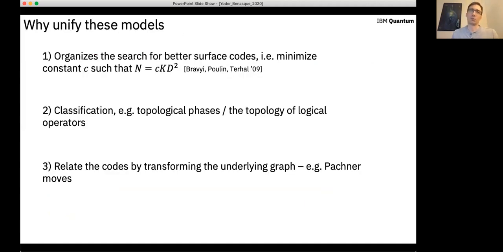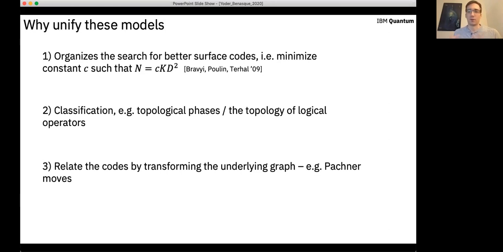So what are some motivations for doing this? Well, the previous slide was one motivation: it seems theoretically pleasing to unify all these models. If you're interested in some consequences of that, this could, for instance, organize the search for better surface codes, where we are constrained by this n being proportional to kd squared bound of Bravyi, Poulin, and Terhal, but we can improve that constant c.